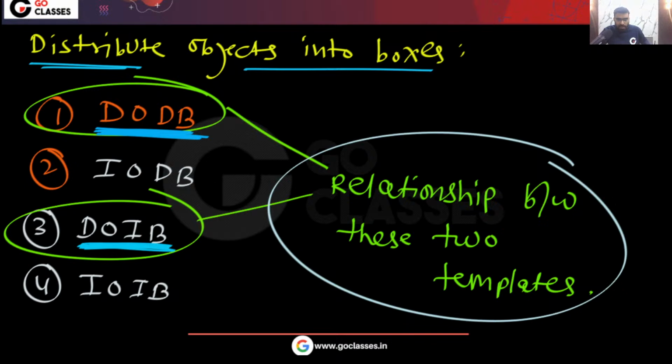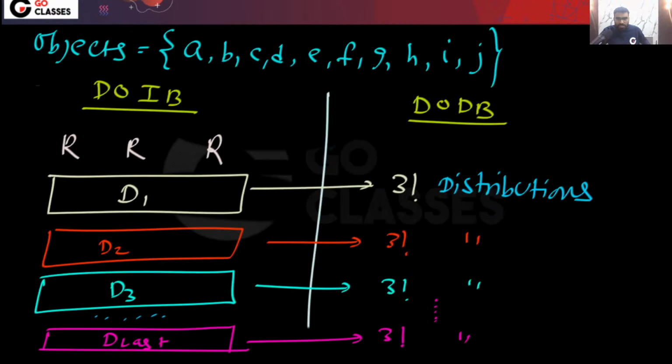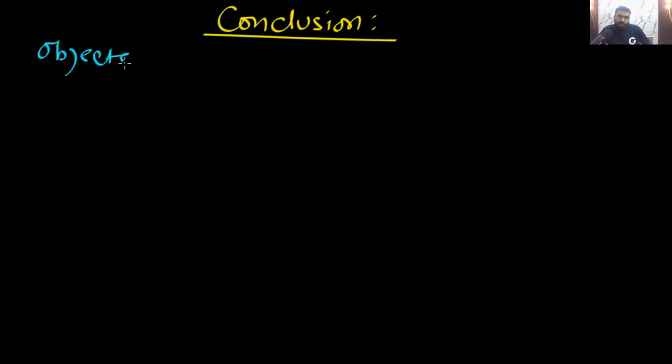See, one more thing. Why is this non-empty given? Can you tell me why this non-empty is given? Let me give you the generalization, but you tell me why it is given. Very simple point, please understand. This is the conclusion I am giving you. On one hand, let's assume you have objects. Objects are different. You have distinguishable objects. All the objects are distinguishable.